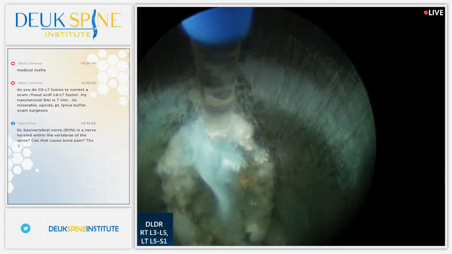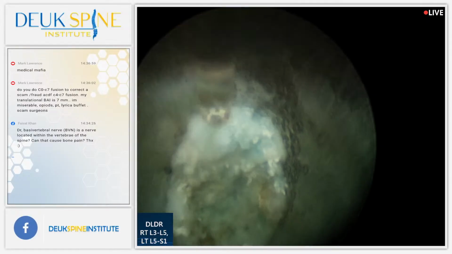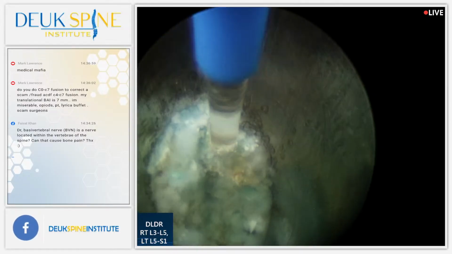Next question. Oh, look at that little herniation right there. You guys see that blue herniation that popped out? Yes, we do. Right out of the tear.